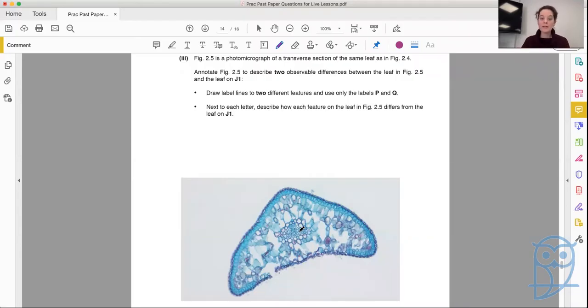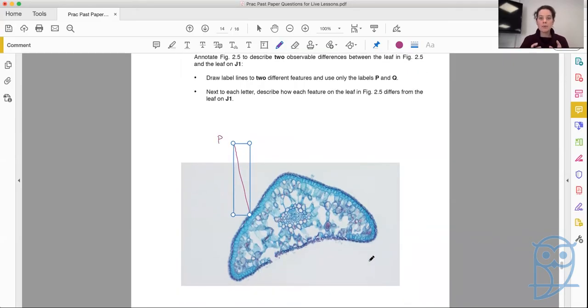So obviously we don't have J1, but this is different to the leaf in our textbook, so we can compare it there. So for example, one that leaps out is, this is a triangular shaped leaf, and the leaf in the textbook is a classic midrib and blade shape of leaf. So we could give that P. Another one, remember when we did that plan diagram, there was more than one vascular bundle, whereas if you look at this leaf, there is only one vascular bundle. So there would be Q. We also have two layers of epidermis here, and we only have one layer of epidermis in the textbook.